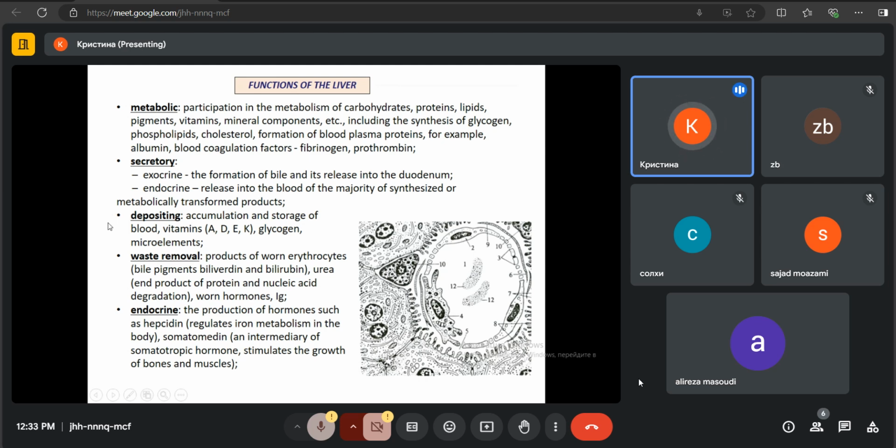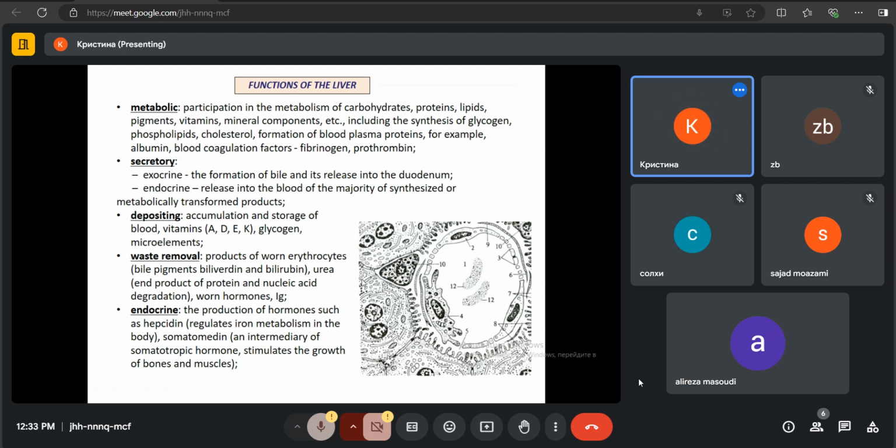Next, deposition, accumulation and storage of blood, vitamins A, D, E, K, which are some of them lipid soluble, some of them water soluble, storage of glycogen and microelements. So most of these functions are also produced by hepatocytes, but some of them are produced by other cells, such as Ito cell, which stores the lipids and lipid-soluble vitamins.